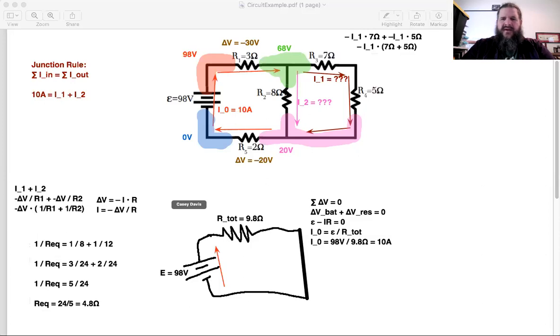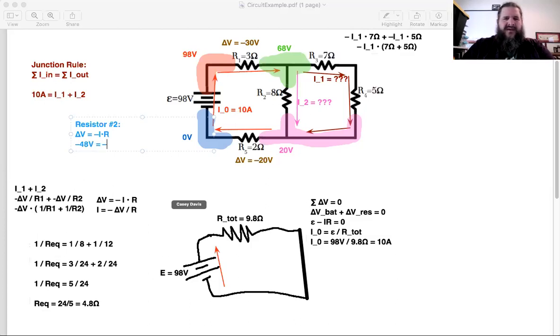Yeah, it's losing 48 volts, right? Because we have 68 volts at the top and 20 volts at the bottom. The difference between those is 48. So we can say that for resistor number 2, the delta voltage is going to be negative I times R as usual. The delta voltage from start to finish is negative 48. And you can even look at that as final minus initial. Final is 20 volts, initial was 68 volts. 20 minus 68 is negative 48.